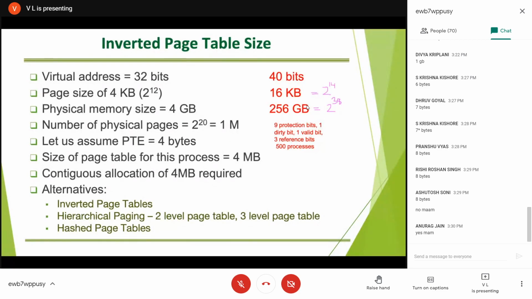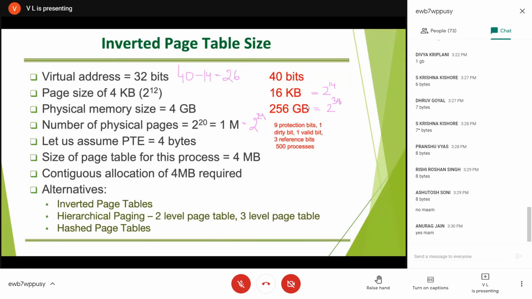So the number of physical pages will be equal to 2 raised to power 38 divided by 2 raised to power 14. That will be 2 raised to power 24. Am I right? Yeah, so it will be 16 mega. Let's look at the page table entry. Each page table entry will consist of the virtual page number. Virtual page number will be equal to 40 bits minus offset, that is 14. That comes out to be 26.